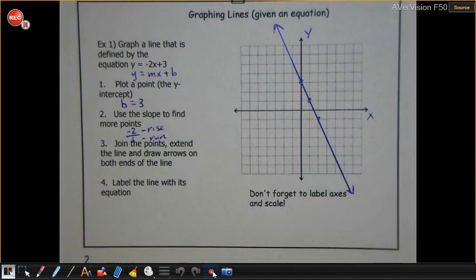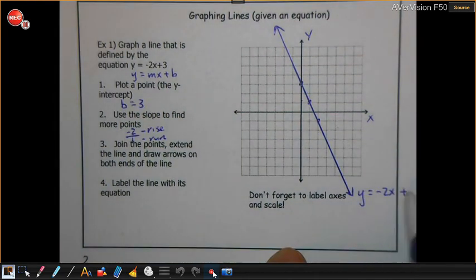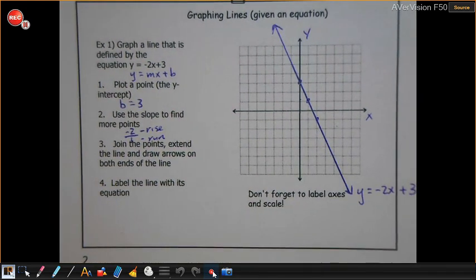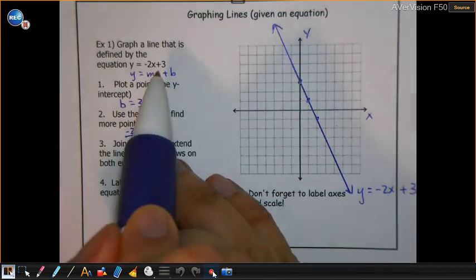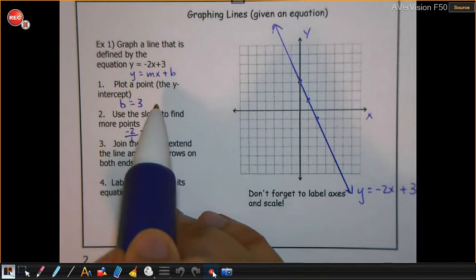And the equation is given, so we'll just label it beside the line, y equals to negative 2x plus 3. And that's how you graph a line given an equation. So the only difference with this in the previous example is, the previous example you're given a point. This one, with the equation, the point that you're given will always be the y-intercept because that's part of the equation.